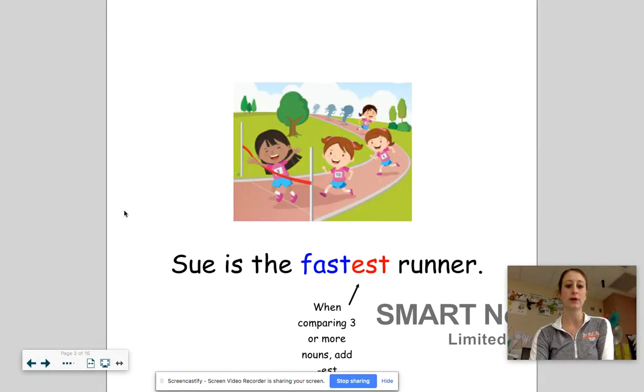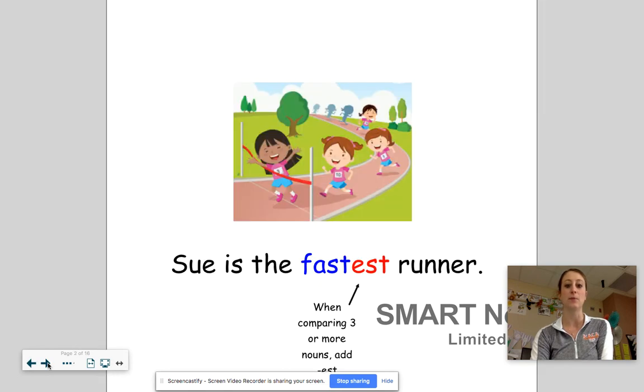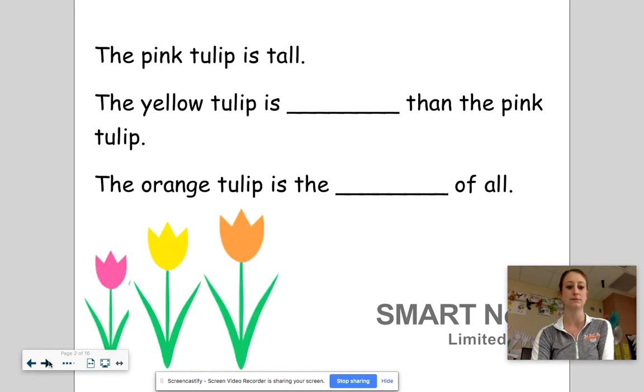So here, if we're comparing more than two people, three or more nouns, we have Sue is the fastest runner. We have to add EST when we're comparing more than two. So sometimes going back, when we're comparing just two people, we add ER, like John is faster than Will. If we're talking about more than two people, we have to add EST to the ending.